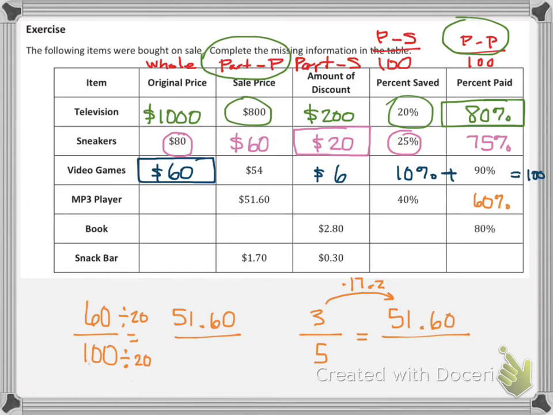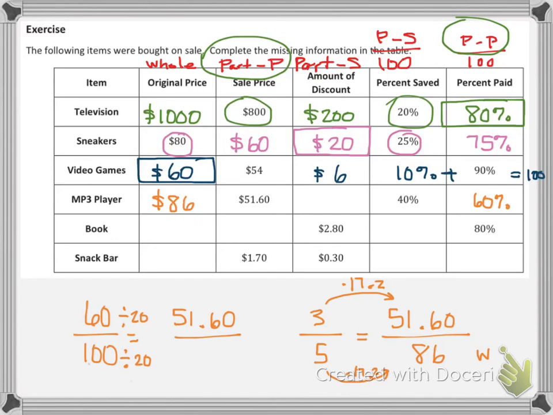So that's workable, right? I can just multiply 5 times 17.2, and that will be my answer. So that's what I'm going to do. I'm going to multiply by 5, and I get 86. The whole, which is the bottom number, or original price, is $86.